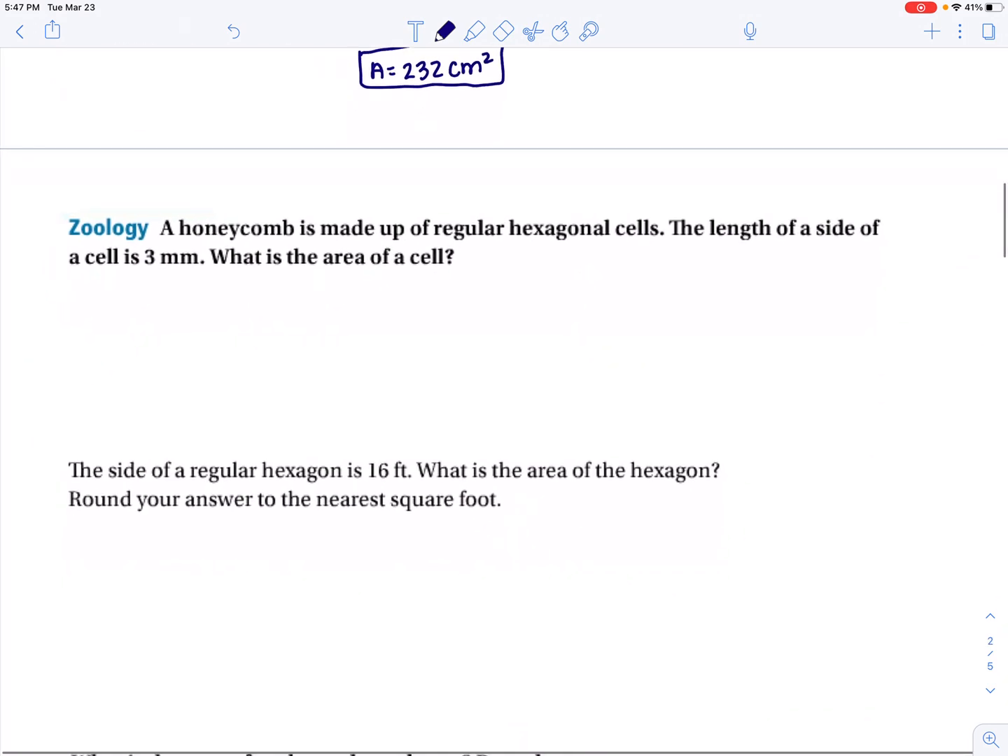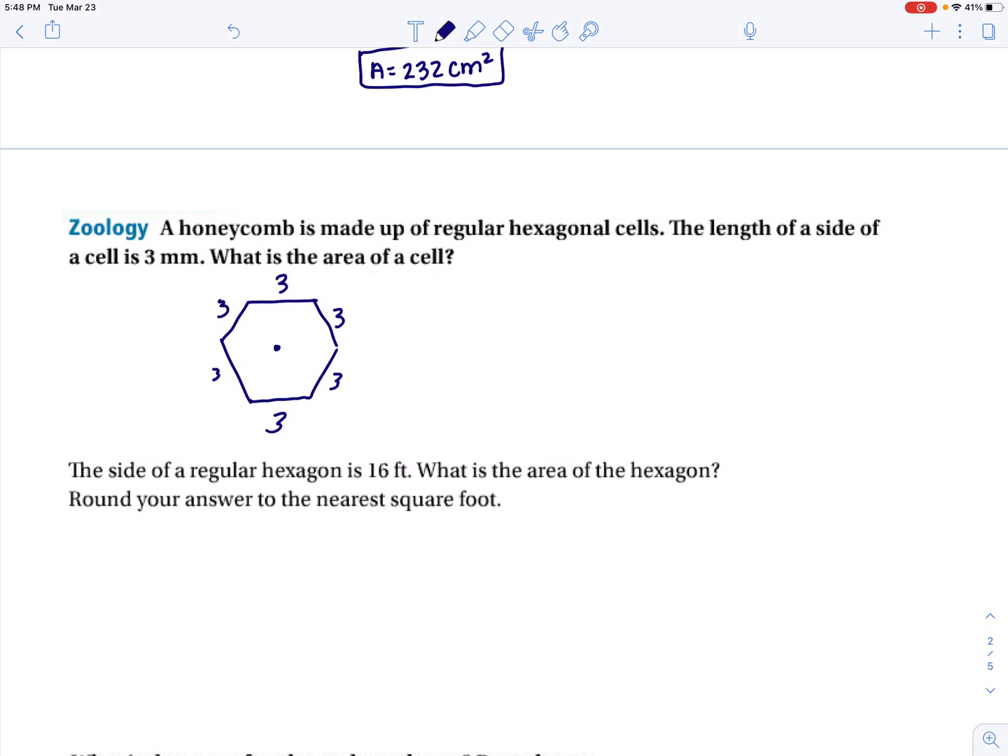A honeycomb is made up of regular hexagonal cells. The length of the side of a cell is 3 centimeters. So hexagon, 6 sides. So I'm just going to draw a picture. It doesn't have to be beautiful. So I know the sides are 3, because it's a regular hexagon. Here's my center. So if I just draw one triangle, I can fit 6 of these triangles in this shape. So 360 divided by 6 is 60.